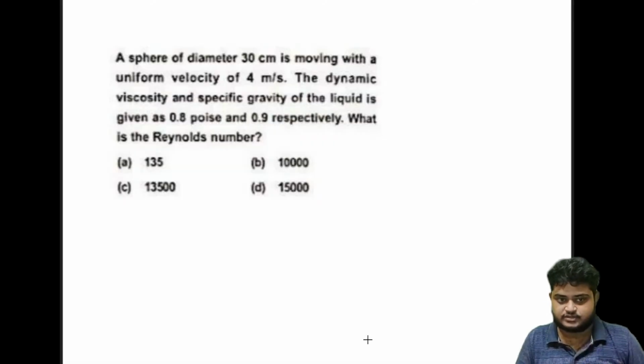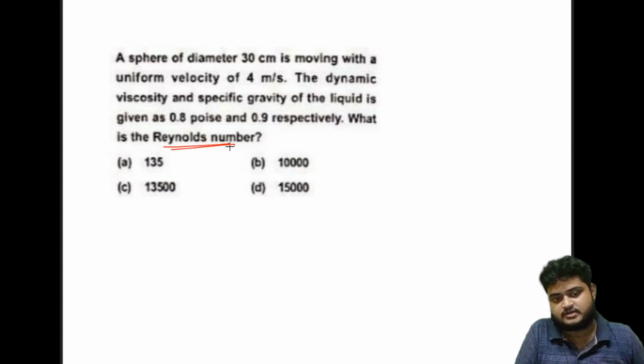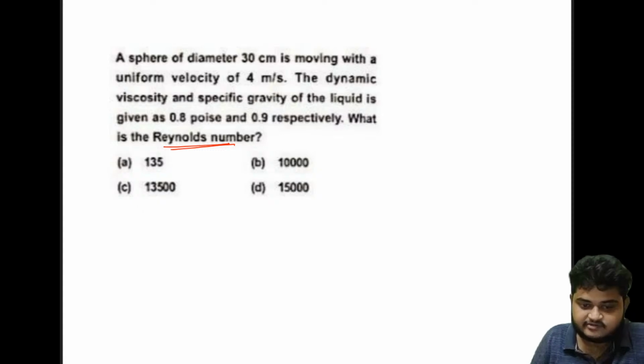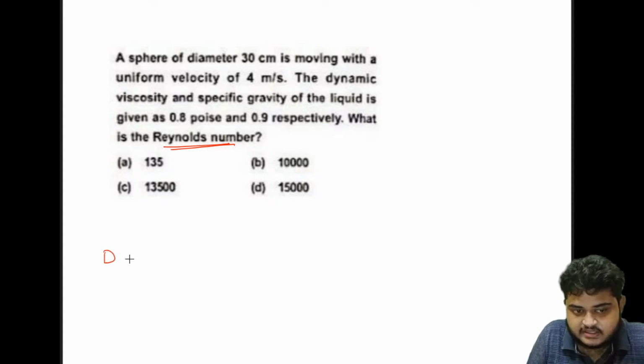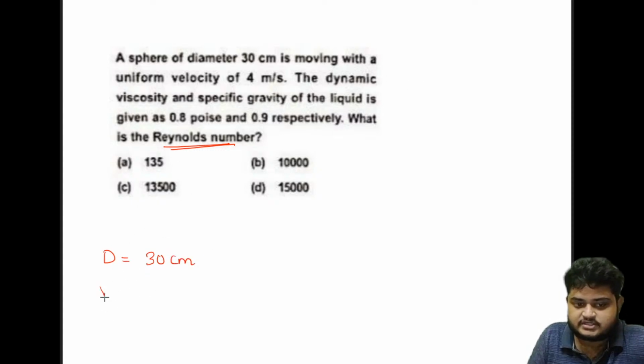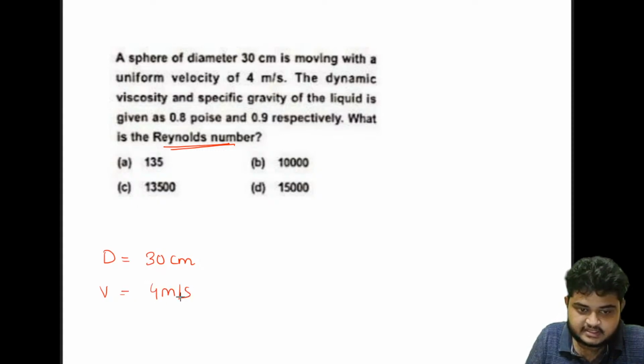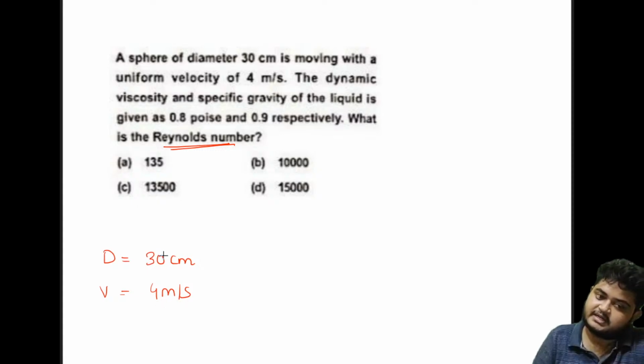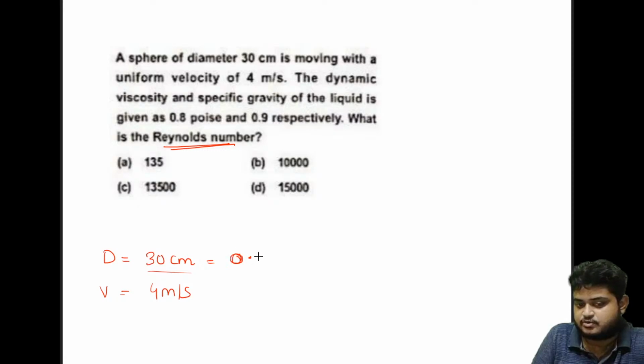Okay. The next question is asking for the Reynolds number. The data given in the question is the diameter of the sphere. Let us write the diameter as capital D, which is given as 30 centimeter. The velocity is given as 4 meter per second. Now the velocity is given in meter per second, but the diameter is given in centimeters, so let us change this. Let us write it as 0.3 meter.